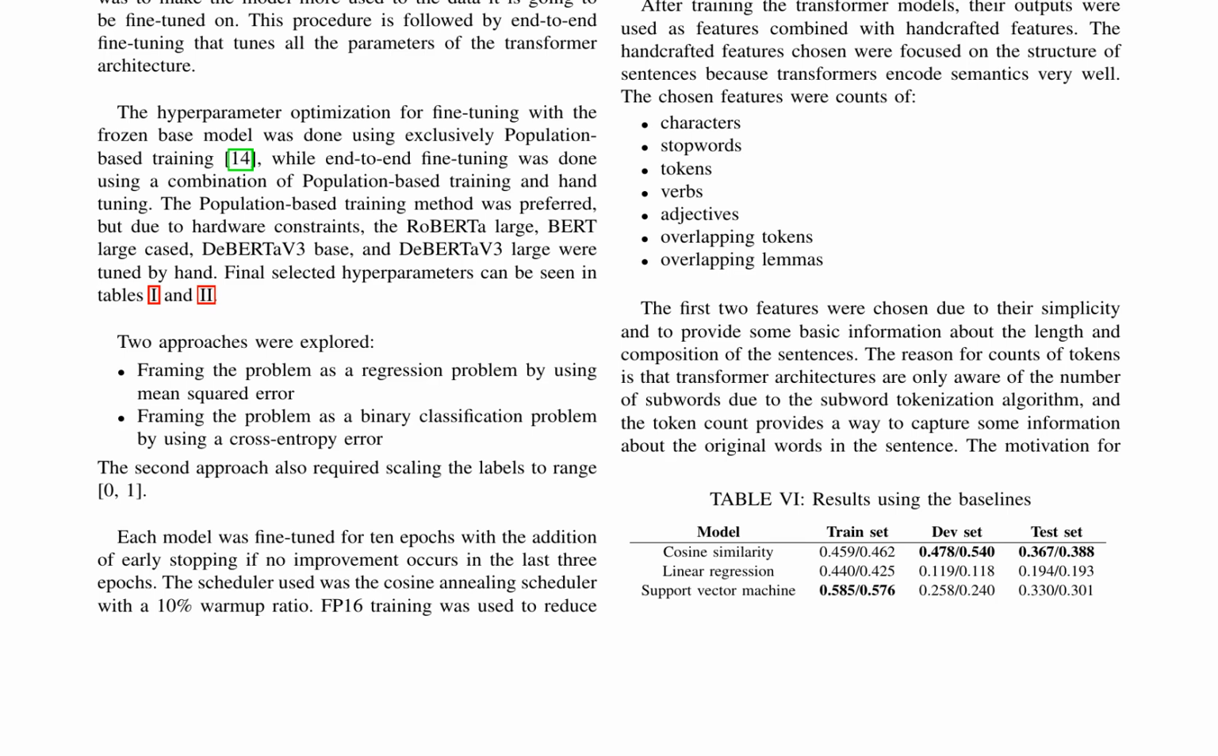The results of these experiments are presented, comparing the performance of different transformer models under both regression and binary classification problem framing. Models tested include BERT, RoBERTa, and DeBERTa v3, with varying sizes. Performance metrics are provided for train, development, and test sets. Baseline results using cosine similarity, linear regression, and support vector machine are also presented for comparison.